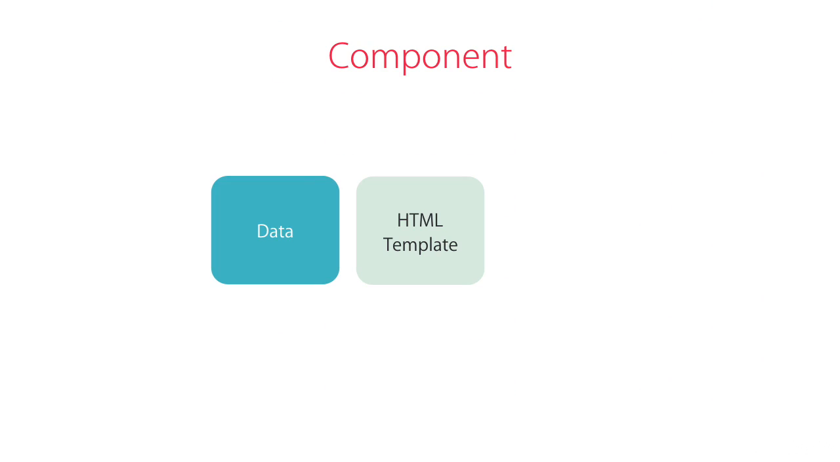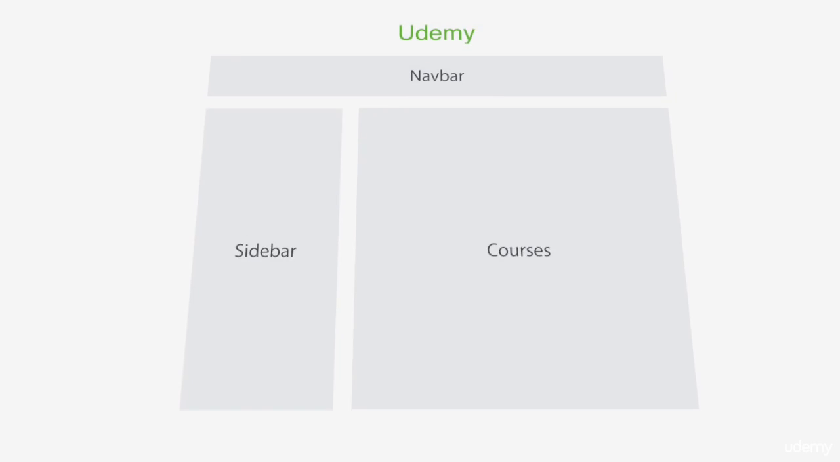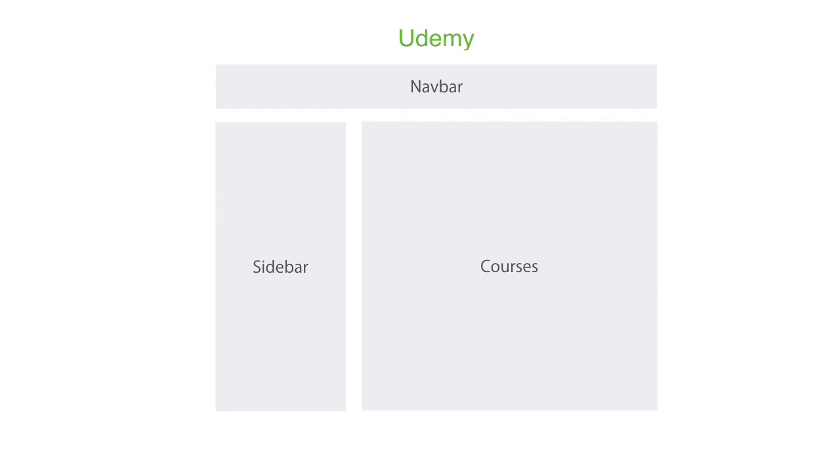A component encapsulates the data, the HTML markup, and the logic for a view, which is the area of the screen that the user sees. Let's look at a real-world example. Imagine we're going to build a website like Udemy. So on this page, we have a navigation bar, a sidebar, and an area to display the list of courses.